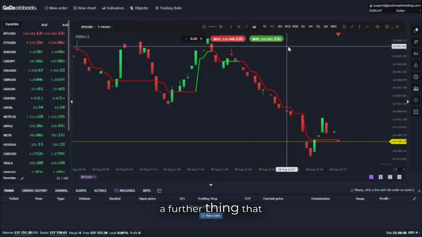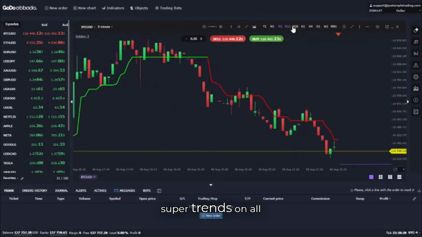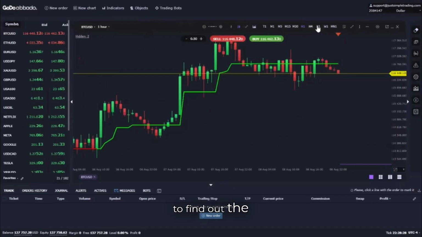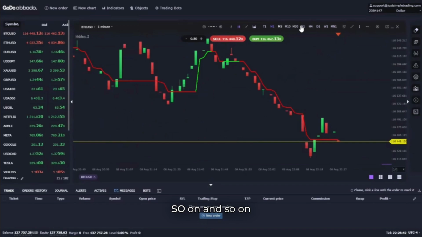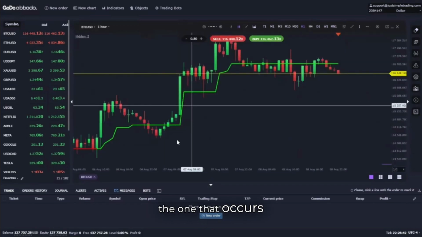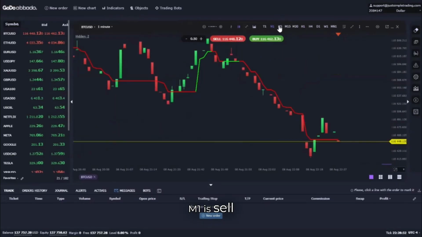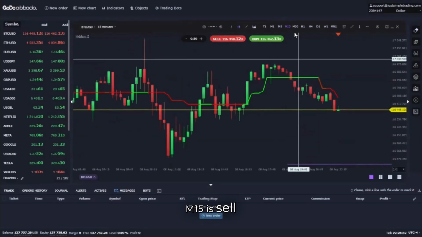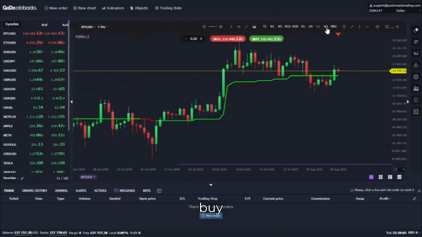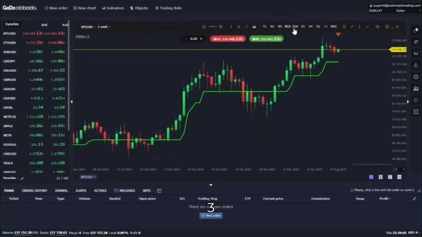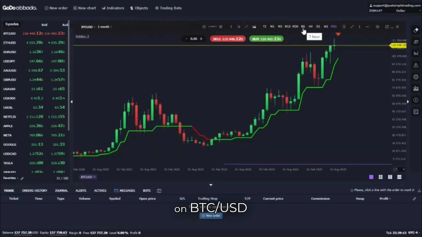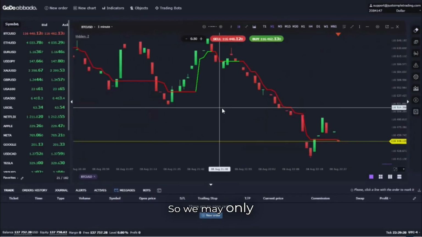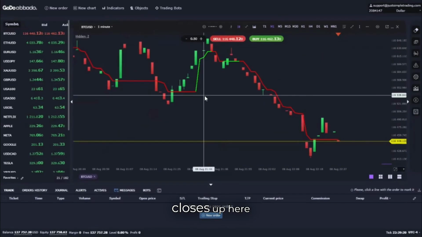Now, a further thing that we can do is check all of the super trends on all the different time frames to find out the one that's the most averaging. So, for example, if we go to M1, M5, M15, so on and so on, and we discover that the one that occurs the most is a buy trade, then the overall trend is a buy. For example, M1 is sell, M5 is sell, M15 is sell, sell, buy, and buy. So that's 1, 2, 3, 4, 1, 2, 3, 4, 5. So the overall trend on BTC USD, as usual, is a buy. So we may only be taking buy trades once this range bar closes up here.